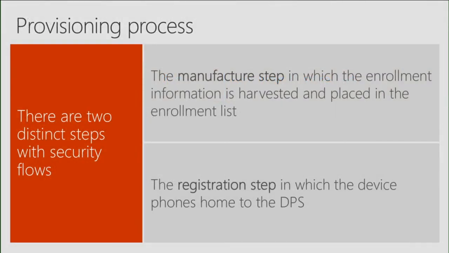And there are basically two steps to the provisioning process, depending on the personas involved. And this gets back to the whole supply chains are messy. Sorry, but I can't change that fact. There are two main personas involved and two steps for that. The first one is the manufacturer step, in which the enrollment information is harvested and placed in the enrollment list. And this service is offered by a lot of hardware manufacturers and HSM vendors today. The second step is the registration step, in which the device phones home to DPS. So these can occur out of sync from one another. You just have to have completed the manufacturer step before you go to the registration step, which, when you think about the timelines, makes sense.